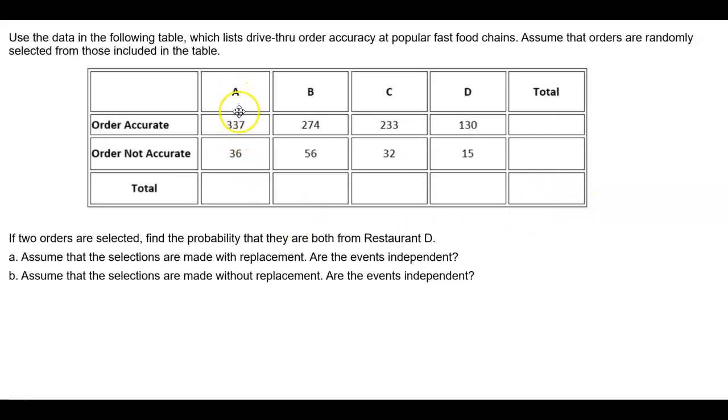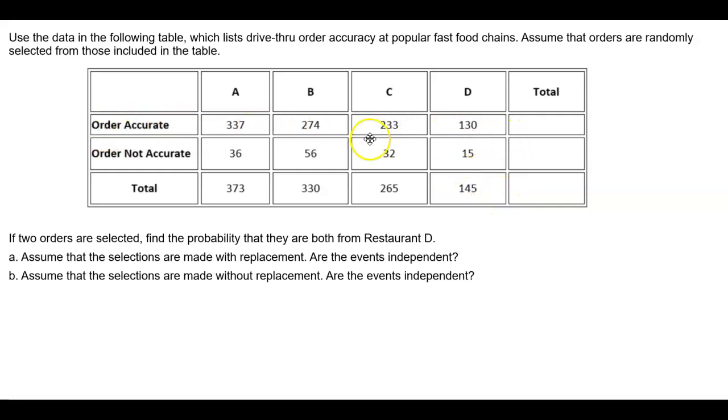If we add column A for restaurant A, 337 plus 36 gives us 373. Column B, 274 plus 56 gives us 330. Column C, 233 plus 32 gives us 265. Column D, 130 plus 15 gives us 145.